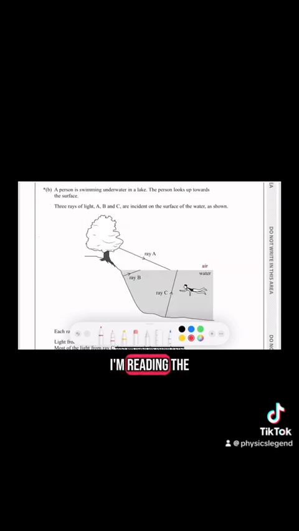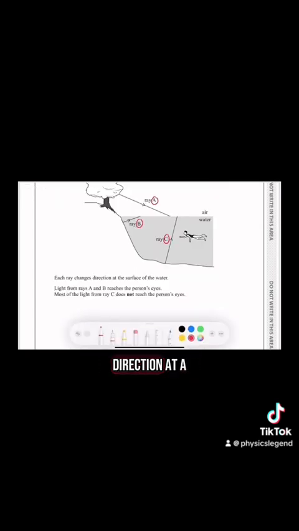For section B, I'm reading the question quickly. A person is swimming underwater, looking up toward the surface. We have 3 rays, A, B, and C, and all of these rays are incident on the surface of water. Each ray changes direction at the surface of water, which in physics we call refraction, due to the change in speed, due to the change in optical density. Light from rays A and B reaches the person's eye. So we need to draw the refracted rays, or maybe total internal reflection, reaching the person's eye.